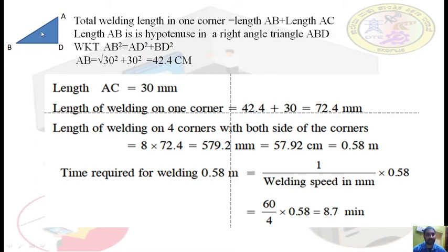So in order to get AB, we know that the hypotenuse square equals opposite square plus adjacent square. The length AB we need to find out. So AB equals, adjacent is 30, and opposite is also 30. So 30 square plus 30 square will give you 42.4, that is the length of the hypotenuse. So the length AB is 42.4.